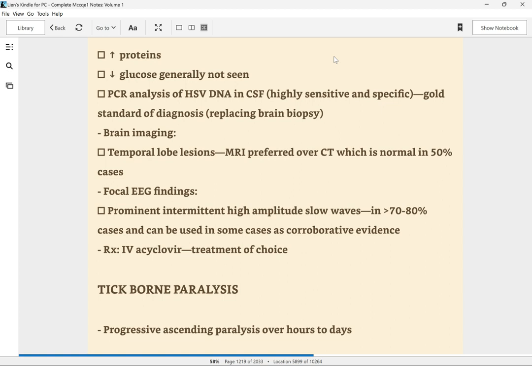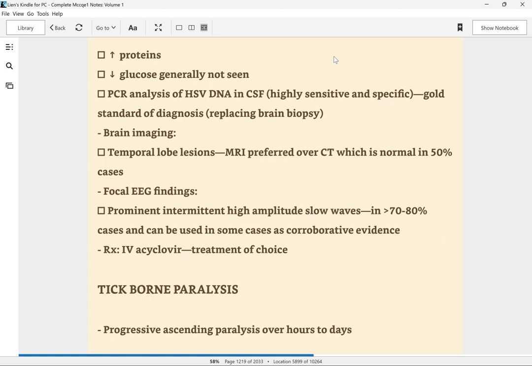PCR analysis of HSV DNA in CSF, highly sensitive and specific, is the gold standard of diagnosis, replacing brain biopsy. Brain imaging: temporal lobe lesions. MRI preferred over CT, which is normal in 50% of cases. Focal EEG findings: prominent intermittent high amplitude slow waves in 70 to 80% of cases and can be used in some cases as corroborative evidence. RX: acyclovir is the treatment of choice.